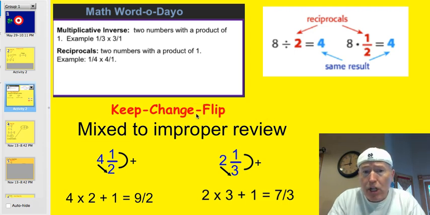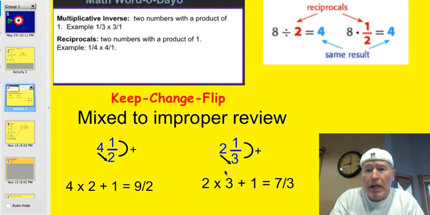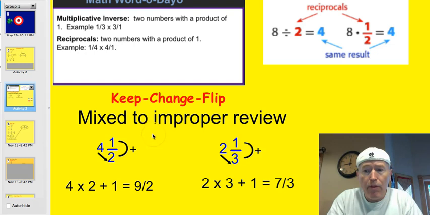Don't forget to keep change flip, and then a quick review on mixed numbers to improper fractions. So here's your 4 1/2. If you take 4 times 2 and you add 1 in, you've got a total of 9/2. And 2 times 3 is 6 plus 1 gives you 7/3. You're going to need to be able to do that today as we run through this.